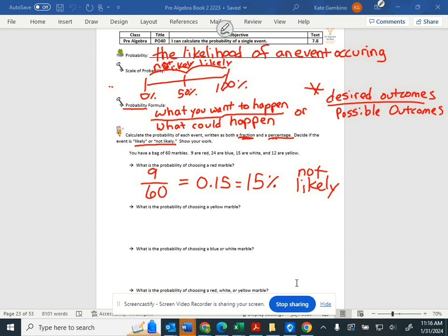Let's look at our next one. What is the probability of choosing a yellow marble? Grayson, tell me the fraction first. You do 12/60. There are 12 yellow marbles out of 60. And then you do 12 divided by 60. Yeah. And you get, what decimal did you get? 0.2. Which is what percentage? 20%. So is that likely or not likely, Grayson? Not likely.